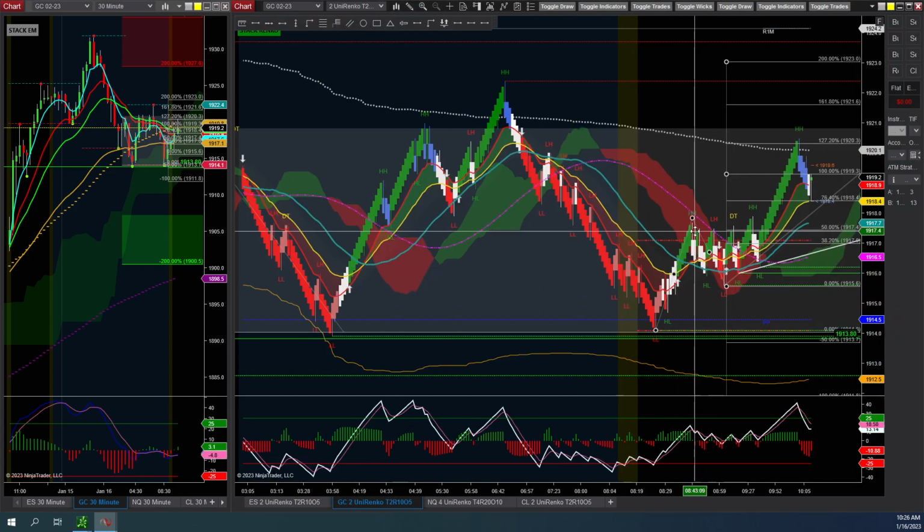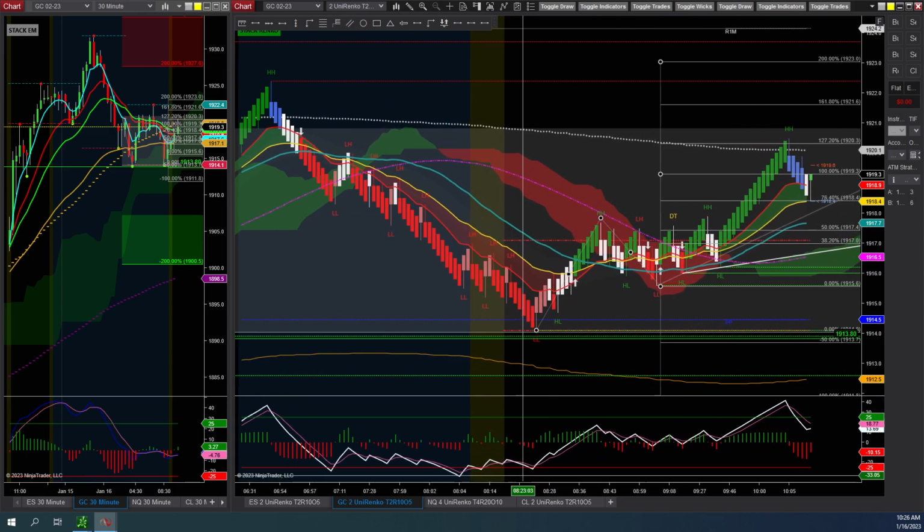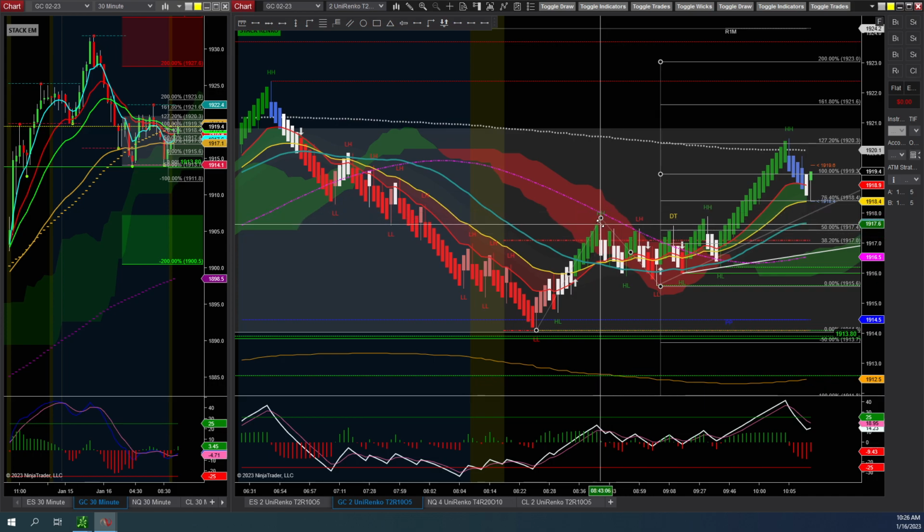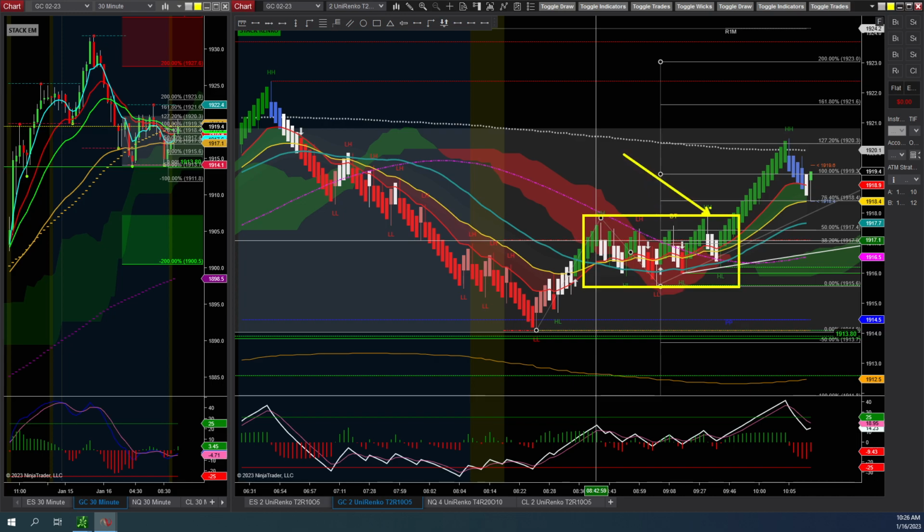Gold has also a nice setup today. So I do have the tool there. I use the same tool. If you see here, there is a channel or a compression area right there that was broken at that level right here.